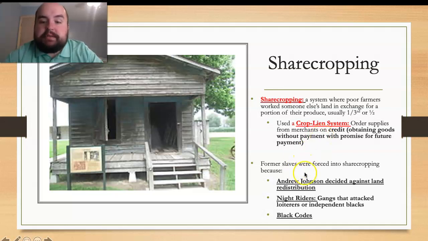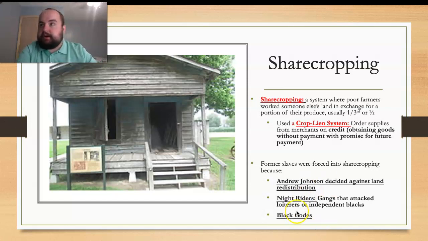Now, former slaves didn't really have a choice but to get involved in sharecropping, for a few key reasons. One, as we talked about last week, when Andrew Johnson was president, he was very passionate against land redistribution, so he didn't want to redistribute any land to slaves.